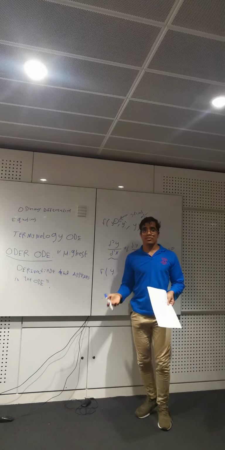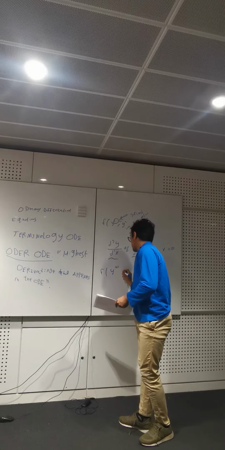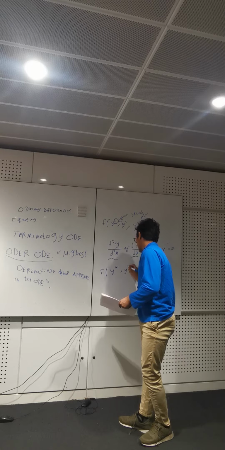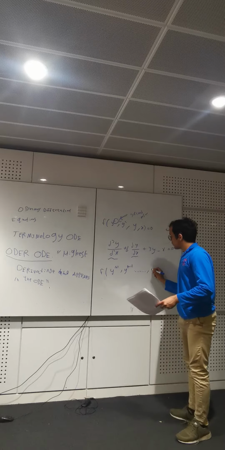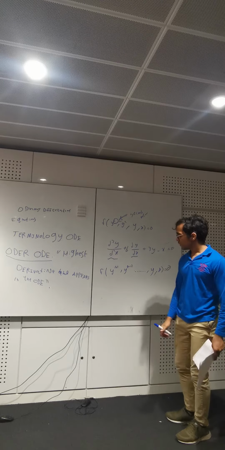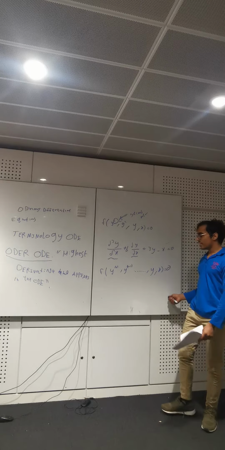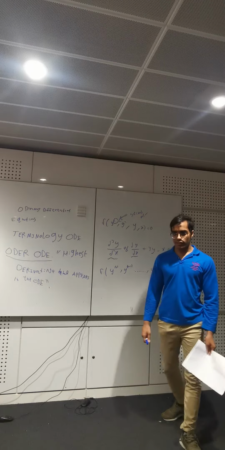And if you want to write your nth order ODE, say this is y to the n, y to the n minus 1, and so on. You also have maybe y, maybe x equal to 0. So this is actually an nth order ODE, and it looks like this.